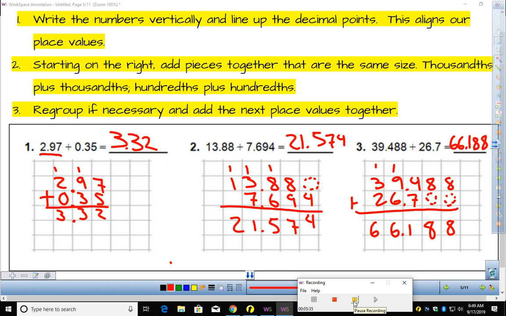In both of the next two examples, you had to not only line up the decimal points, but kind of annex some zeros, add some zeros to make sure you keep your place values straight. See me if you have any questions.